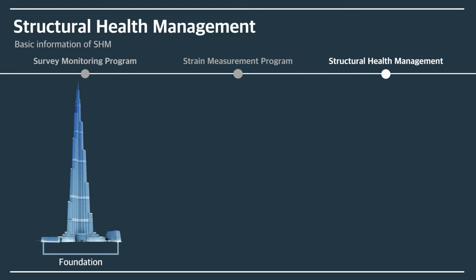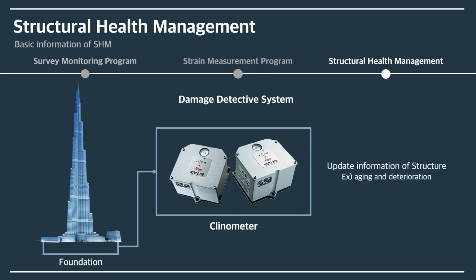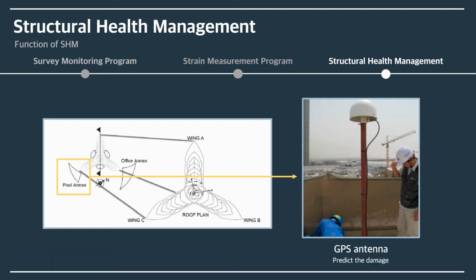Lastly, let's talk about SHM. Structural Health Monitoring is a damage detection system used primarily in civil infrastructure. By using clinometers, it can periodically update information about aging and deterioration in the building environment and whether the structure can perform its intended functions. Therefore, SHM can install GPS antennas on the roof of the building to predict the damage or find and repair the damaged area directly through SHM after an extreme event.